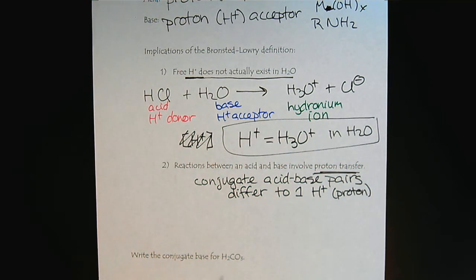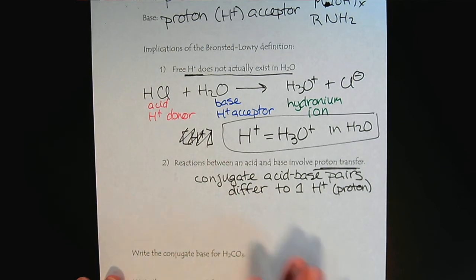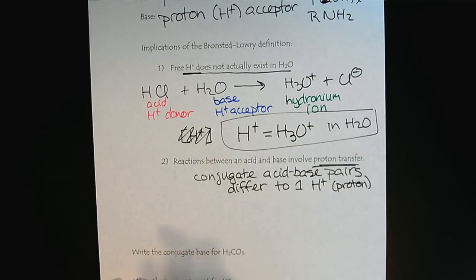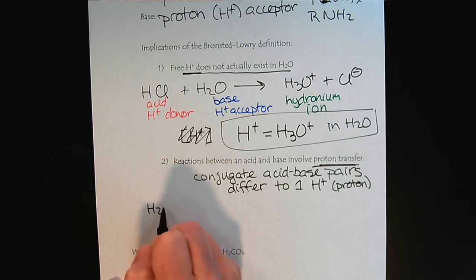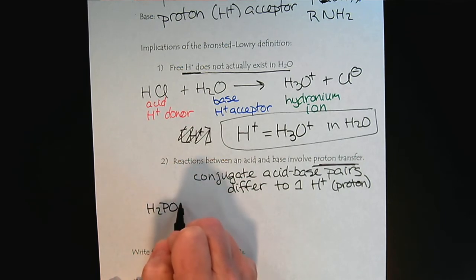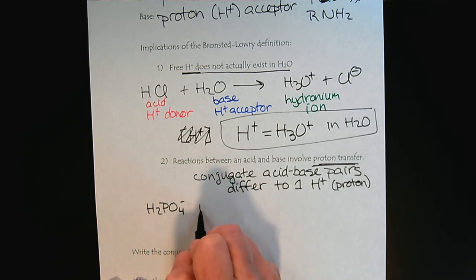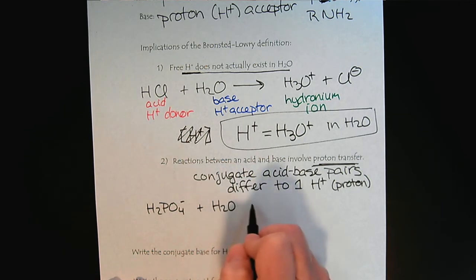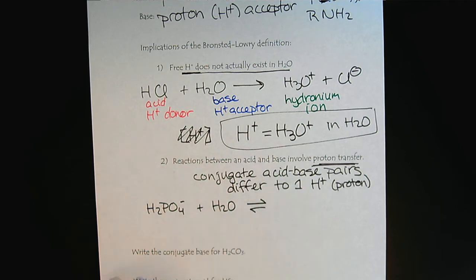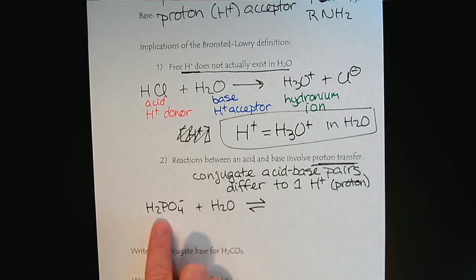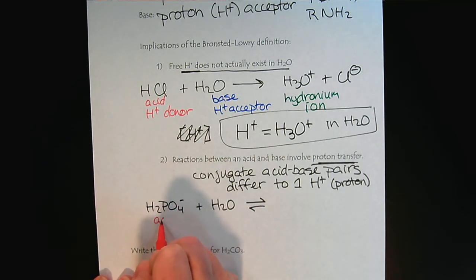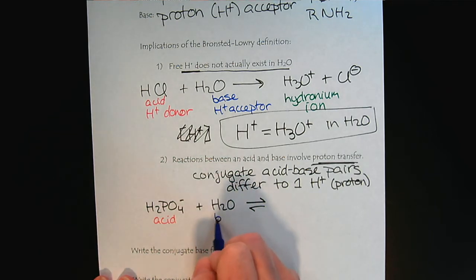Alrighty, so let's look at an example of this reaction. We'll use a sample reaction to illustrate this concept. For example, if we have the dihydrogen phosphate ion, and it reacts with water, and this is a weak acid, so we'll use equilibrium. So the dihydrogen phosphate is taking the role of the acid, and the water is taking the role of the base.